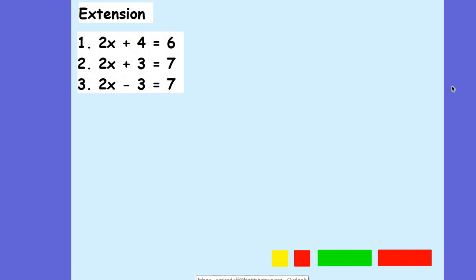If you had a look at my extension questions, for the first one, you've got X is equal to 1. For the second one, you'll have got X is equal to 2. And for my third one, you'll have got X is equal to 5. For those, you need to divide by 2 at the end.